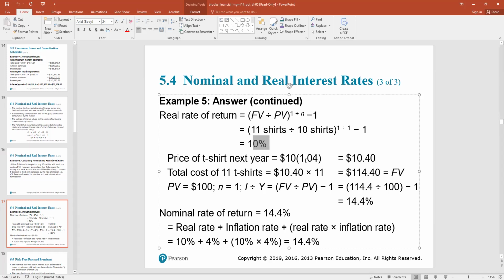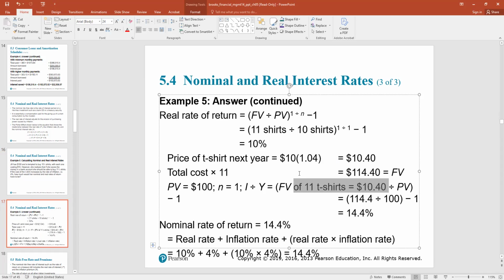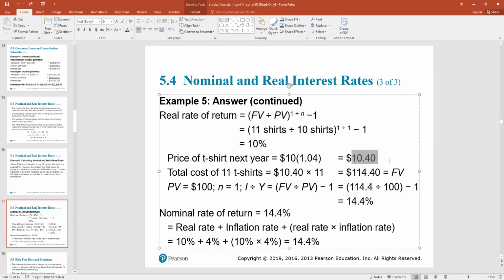So the price of the t-shirt next year will be 10.40. And the total cost of the t-shirts will be, why 10.40? Because it's inflation. It's inflation we have. And the total cost of t-shirts in total, because you're going to be purchasing 11 t-shirts, you will end up paying $114. And if you want to calculate rates using the total t-shirts, then you will be able to do that in the following way.